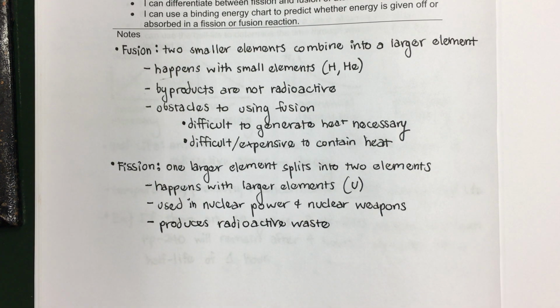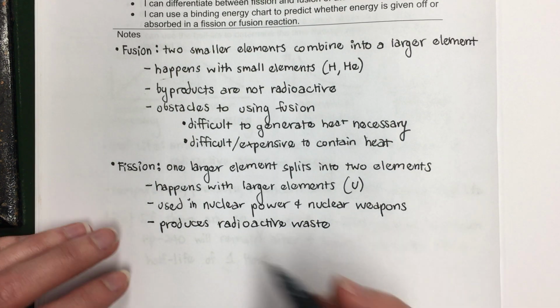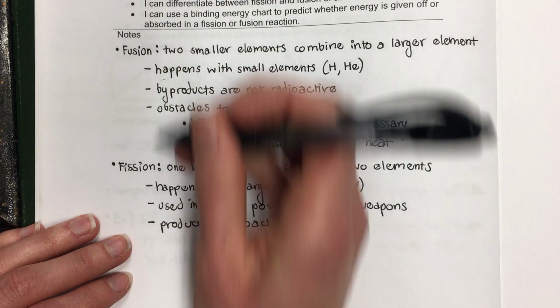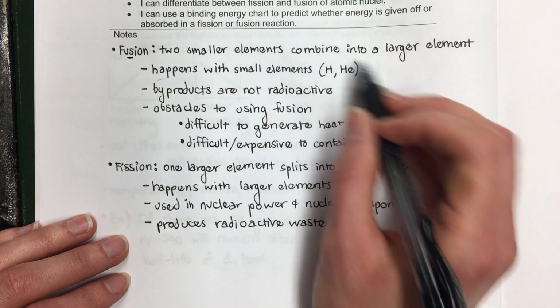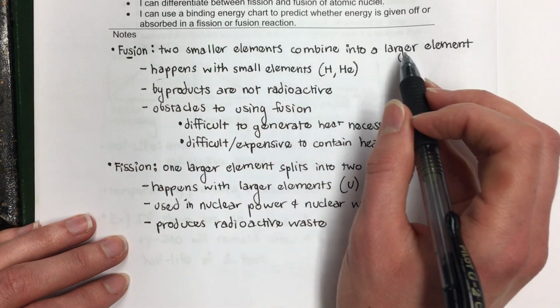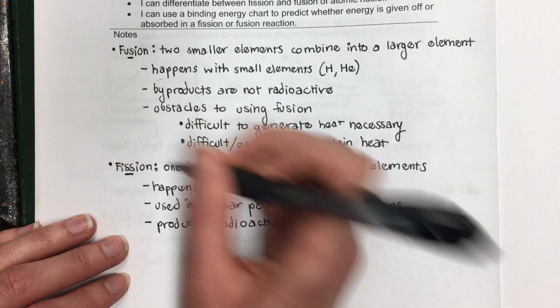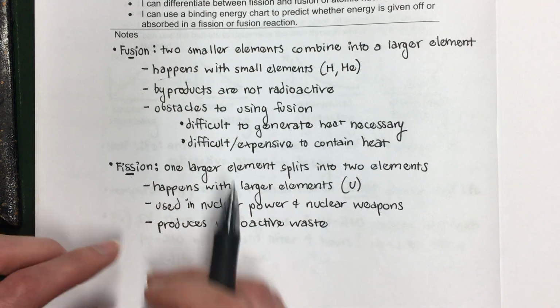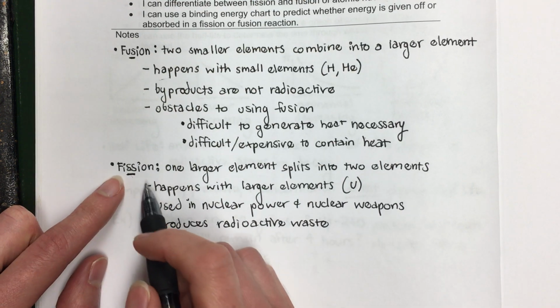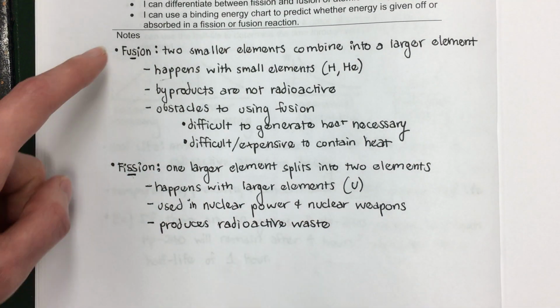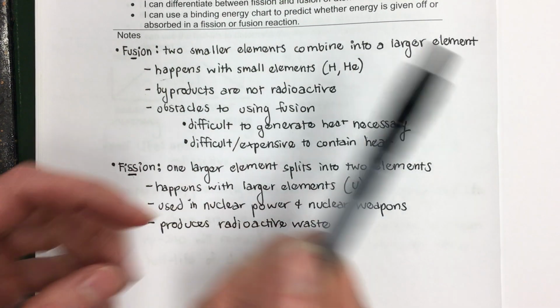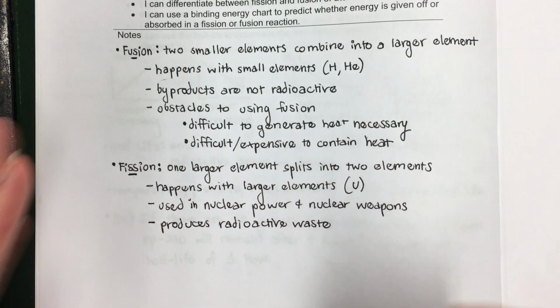So one way that you can remember the difference between fission and fusion is to look at the number of S's in each word. So fusion has one S, and in fusion we're making one element. So fusion, you end up with one element. Fission has two S's, and in fission we split an element into two. So in fission you end up with two elements in the end. So you can remember fusion, 1 s, combined into 1. Fission, 2 s's, split into 2.